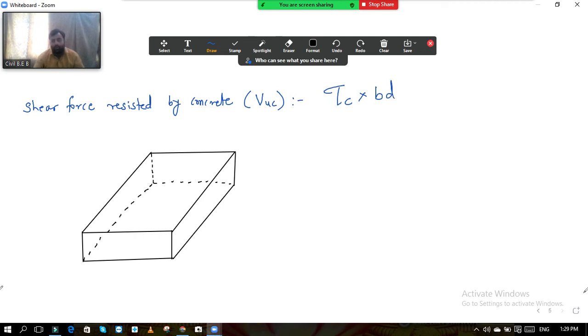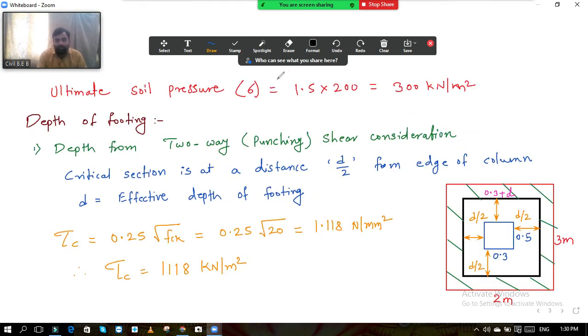Okay, so now what I have drawn over here, I will show you the dimensions. This is 0.3 plus d, this dimension is 0.5 plus d, and this is your depth. Here this dimension is your depth, this is the depth d. So which area will come into the contact? Now see here, this is penetrating, this is penetrating.